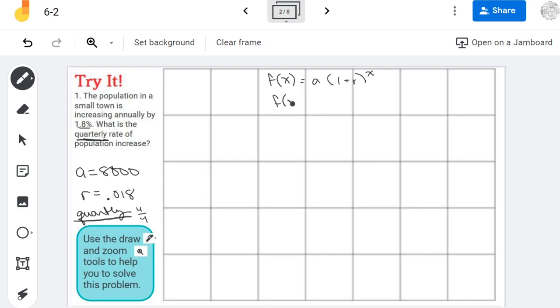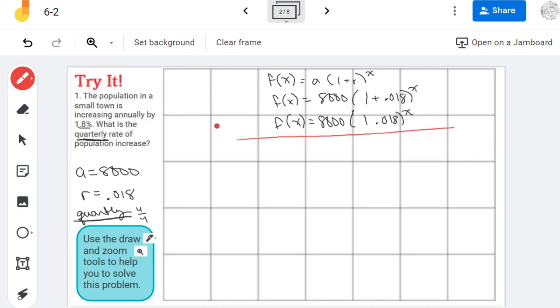Now I'm going to plug in my A and my R. So I have my 8,000 population and my rate of 0.018 to the x. I want to clean up those parentheses, I don't want to have some weird equation in there. So there's our equation. Now I'm just going to write plug into equation.